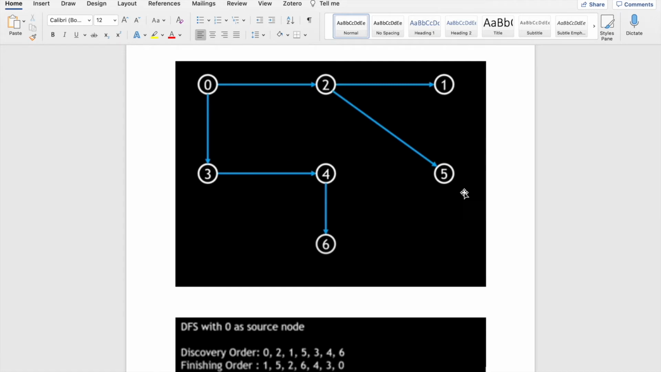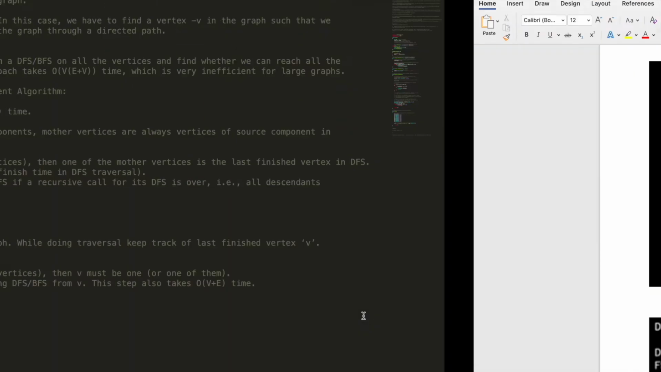Then you backtrack, then you go to 5, then you backtrack, then you go to 3, then 4, then 6. So this is the discovery order. But what is the finishing order? Finishing order will be entirely different. Finishing order is said to be what?